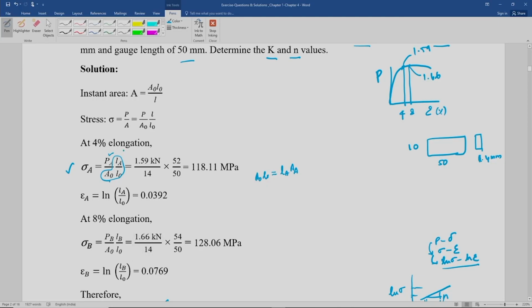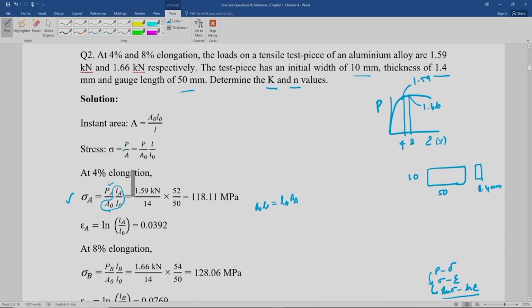Correct. So now all are known to us. We have to just calculate it. PA is already given to you, which is nothing but 1.59 kilonewton, and A naught. What is A naught? Initial area of cross section, isn't it? So it will be 10 into 1.4, which means 14, right? And L naught is 50, fine. Now 52 you get because it is 4% elongation. 4% elongation means 50 has to become 52. So then you can calculate it, and accordingly you will get 118.11 MPa.